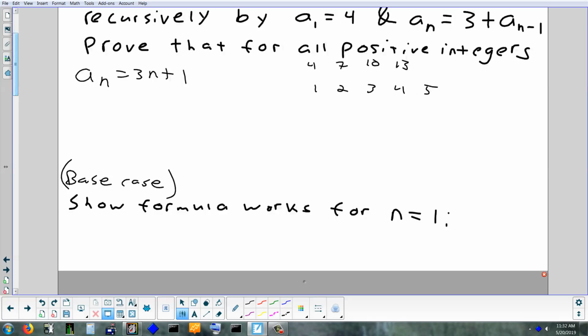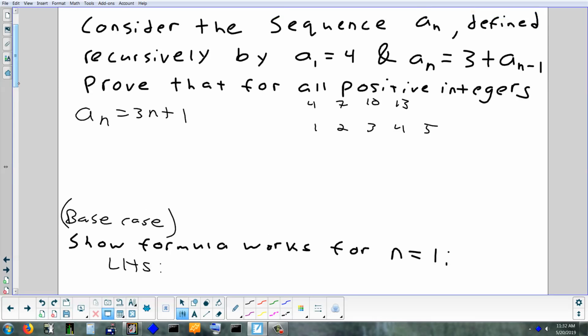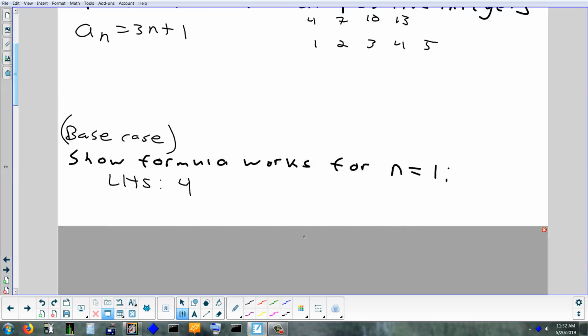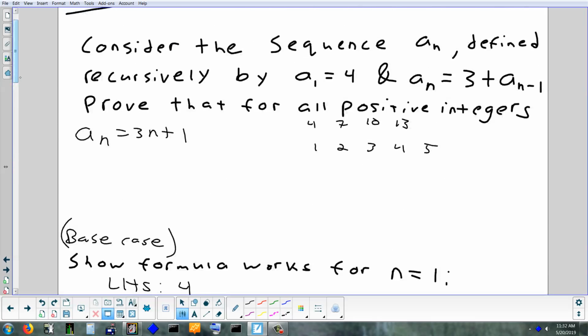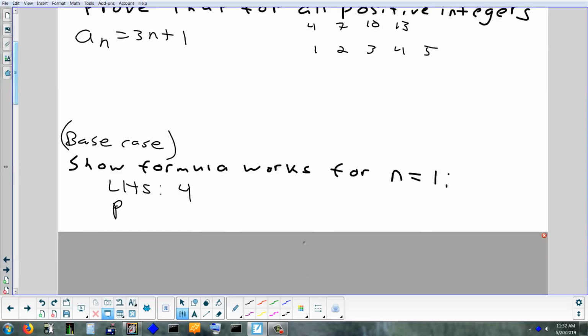That usually involves writing down what you have on the left-hand side and a right-hand side. The left-hand side is usually given. The right-hand side is some formula you're going to calculate a value. So, what is the first term in my sequence? 4. Okay? And that's from the left-hand side, given. Okay? That's why that's like that.